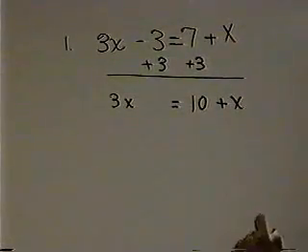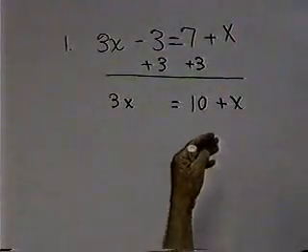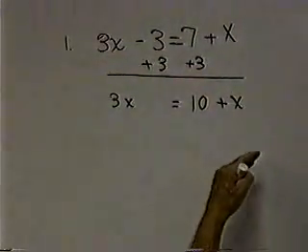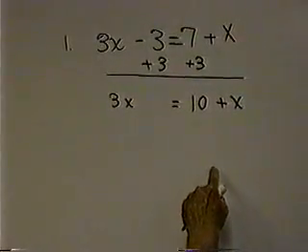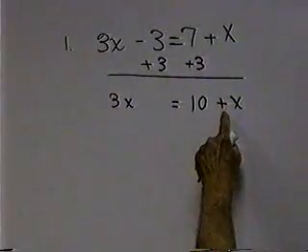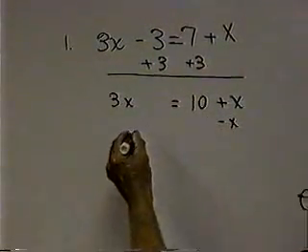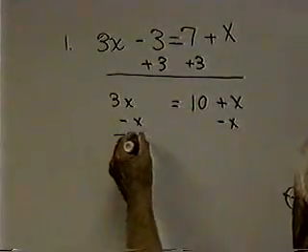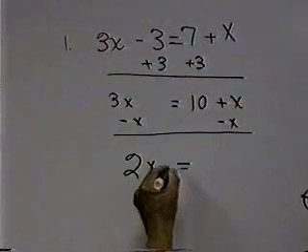Now, another rule, we need to get all the x's on one side. Doesn't make any difference whether we get them on the left side or the right side. We need to get all the x's on one side and everything else on the other side of the equal sign. So we need to move this. How is it connected? It's added, therefore we subtract it from both sides. So what we have is 2x is equal to 10.